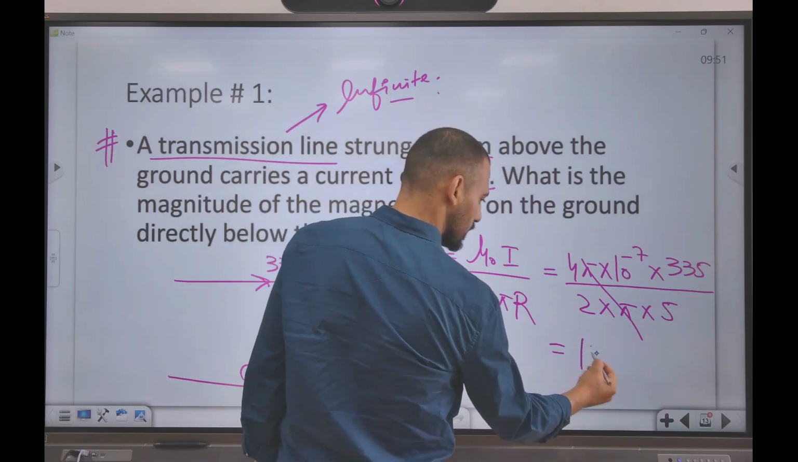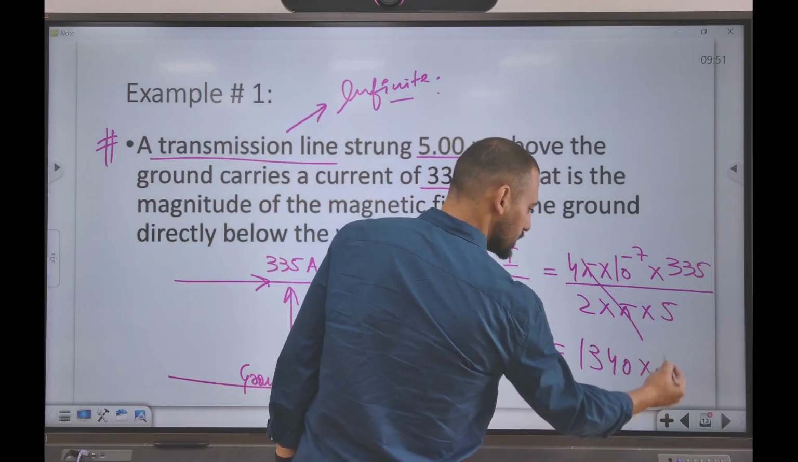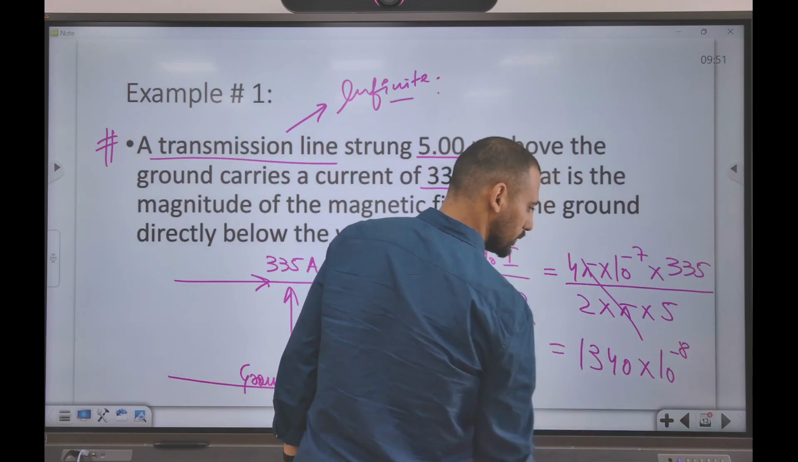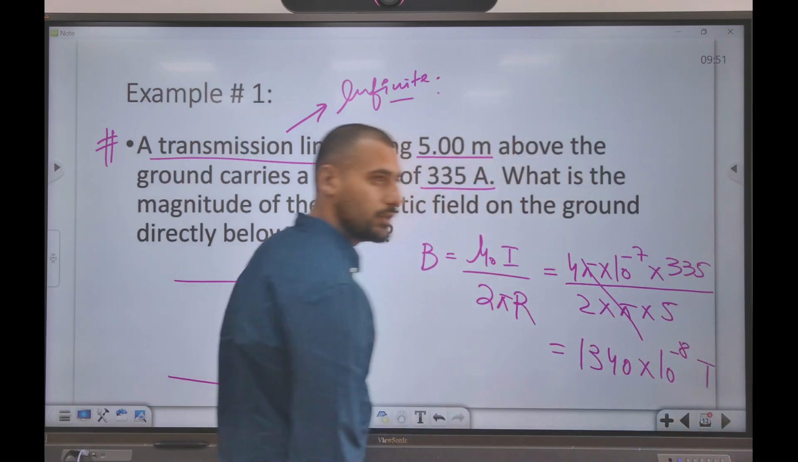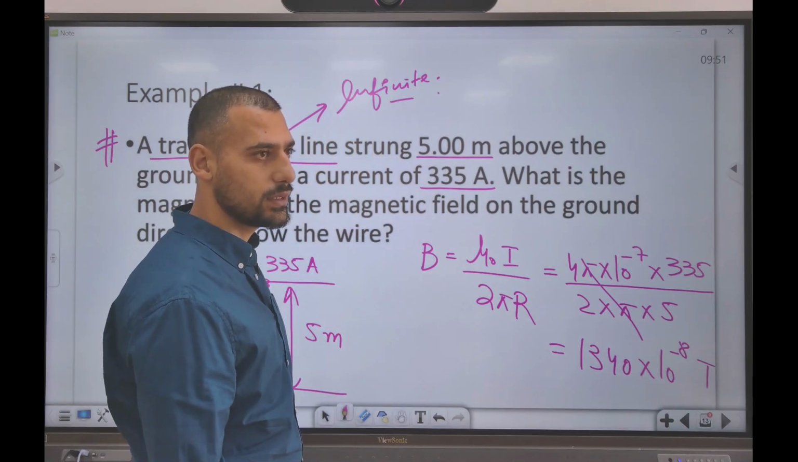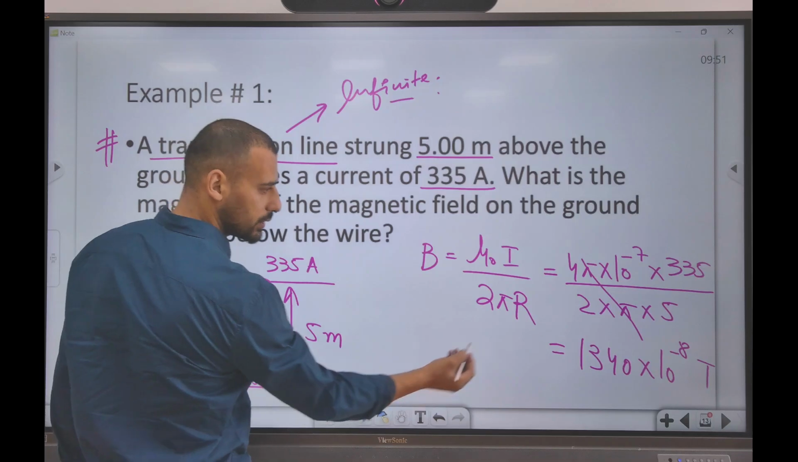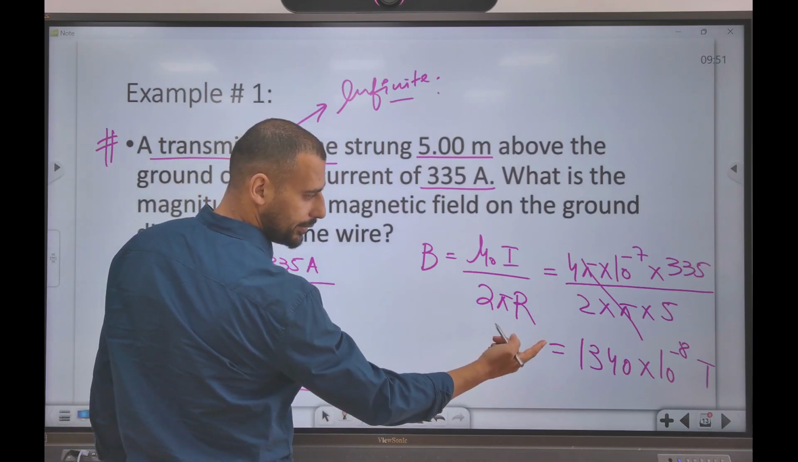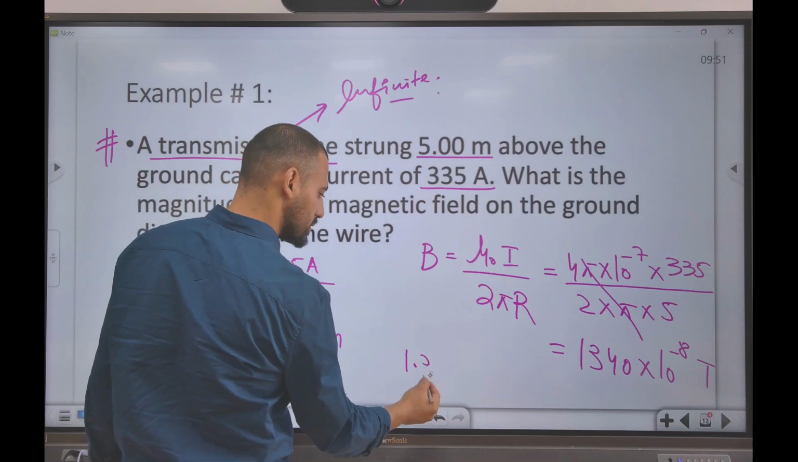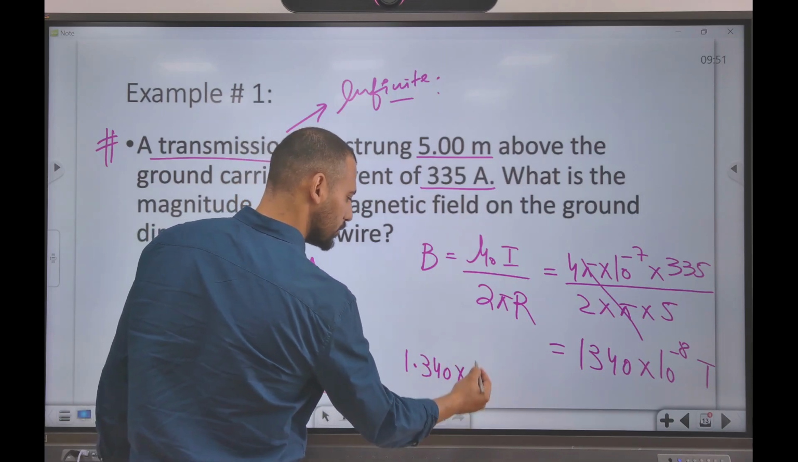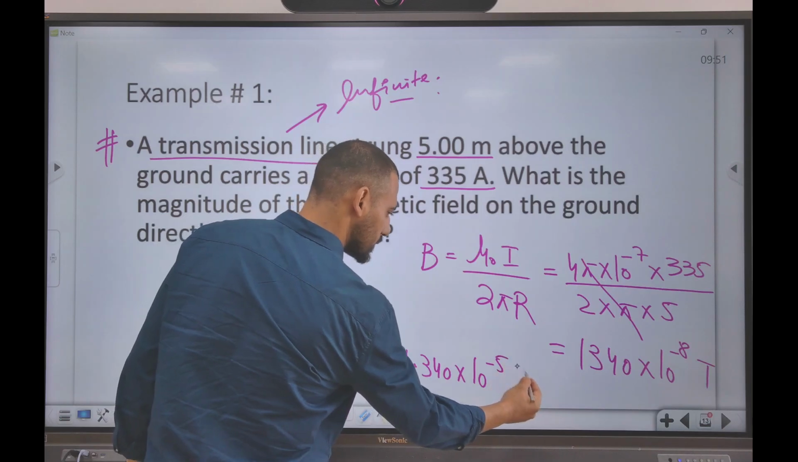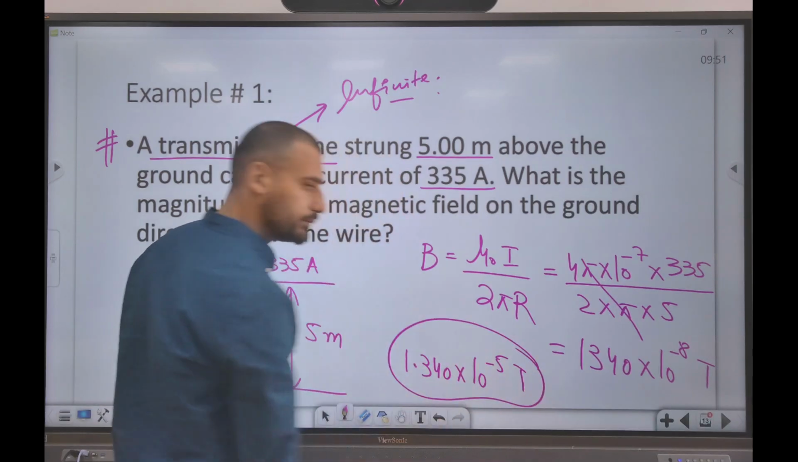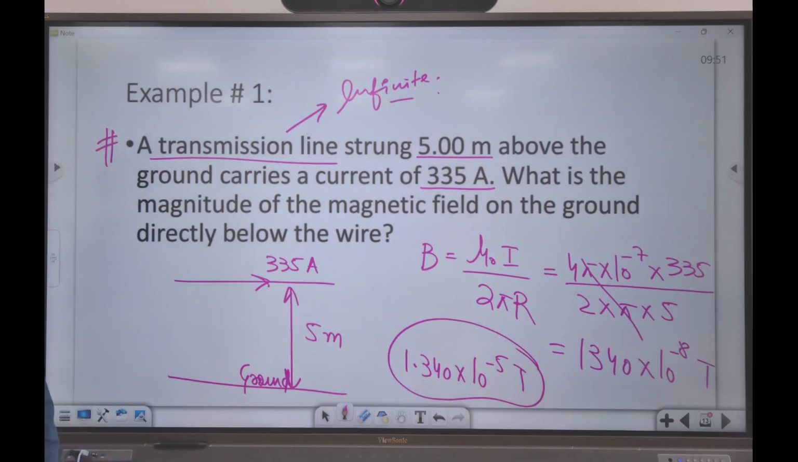1.340 times 10 to the power -8 Tesla. This is the value. Did you get the same result? Yes. So you can change it. 1.340 times 10 to the power -5 Tesla. This is the actual result. Fine?